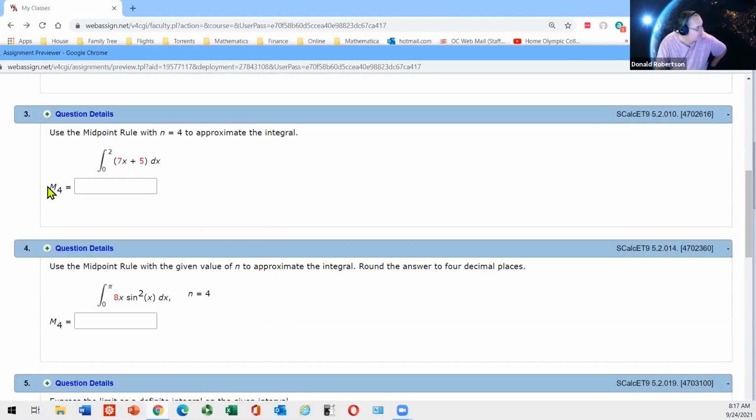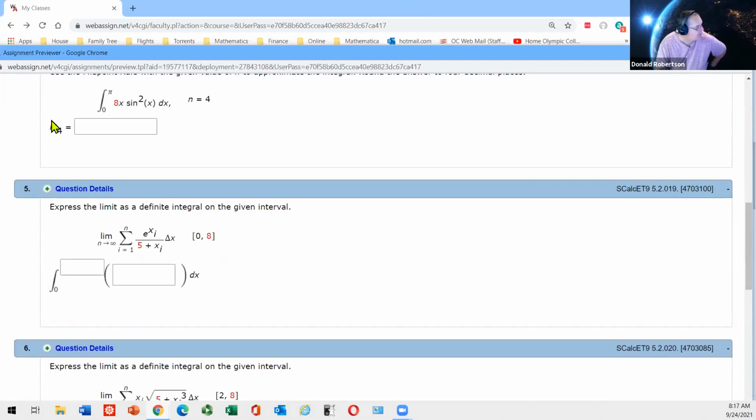And this one, you're going to do a midpoint 4. This one, you're going to do a midpoint 4. And this one, you're going to do a midpoint 4. So the first 4 questions are actually back to doing the boring stuff, right? Just 4 strips. Well, at least it's only 4, right? That's something.